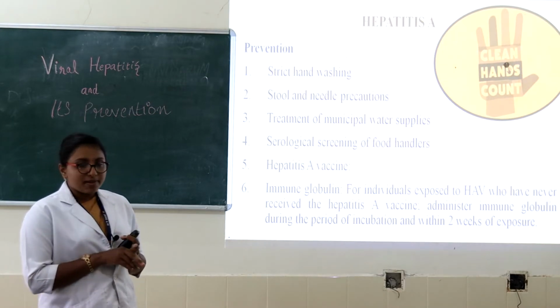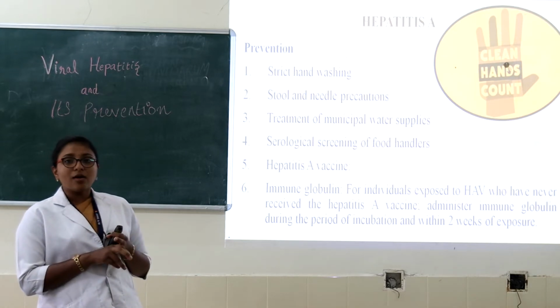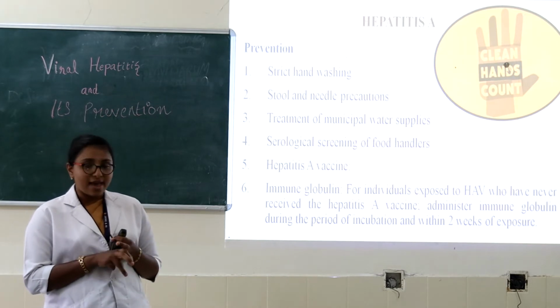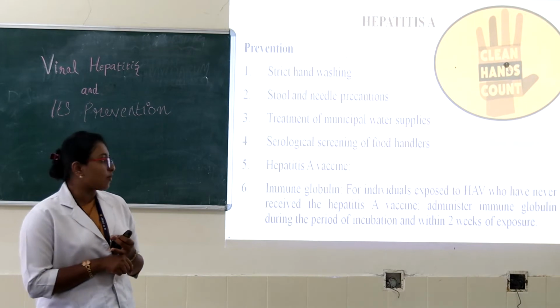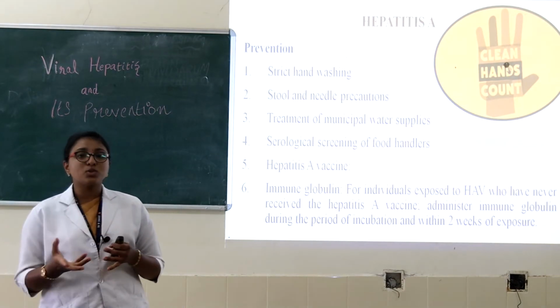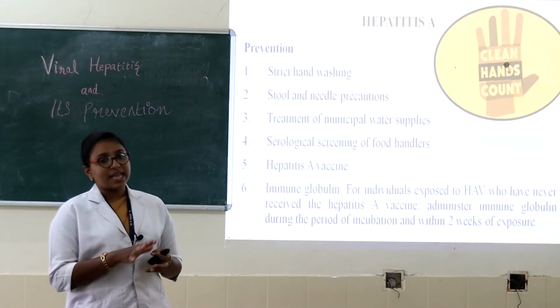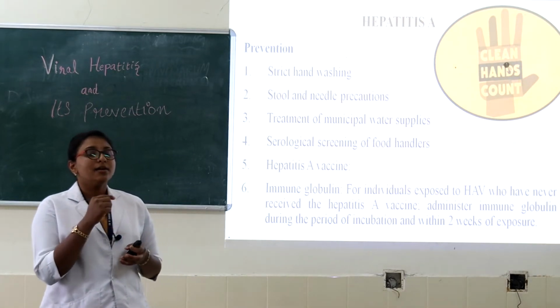Then treatment of municipal water supplies, that is proper chlorination. Then serological screening of food handlers, especially food handlers. Then hepatitis A vaccine, those who are in a high risk group, we are providing hepatitis A vaccine. And then immunoglobulin, for those individuals exposed to hepatitis A virus who didn't take hepatitis A vaccine, we have to give this immunoglobulin.